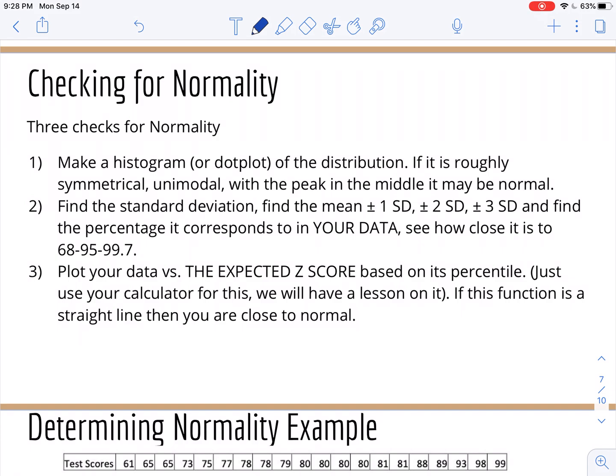But you want to have the idea of what we're doing: you are figuring out the actual percentile it is, and then you are using that actual percentile to say, okay, if this were a normal distribution, what should its z-score be? And then you plot the expected z-score of that percentile versus your data point. If you end up having a straight line or something that looks like a straight line, you have something that could be normal. And that's probably the truest test for normality.